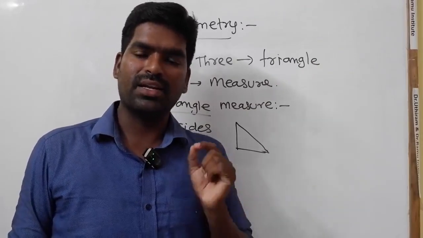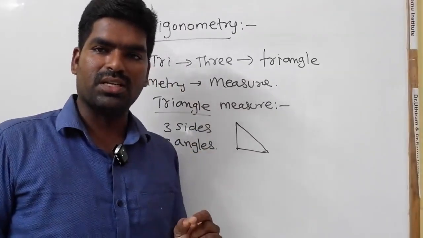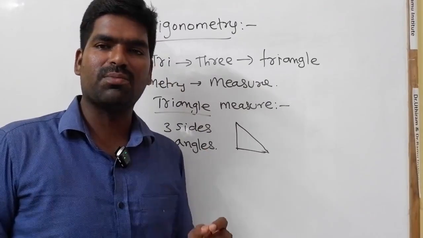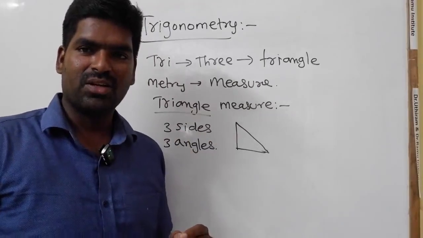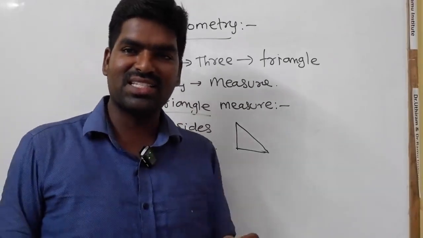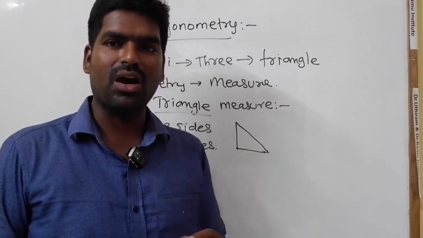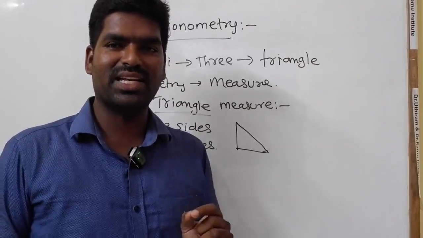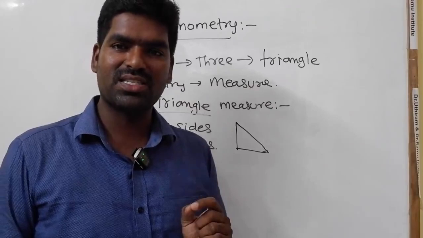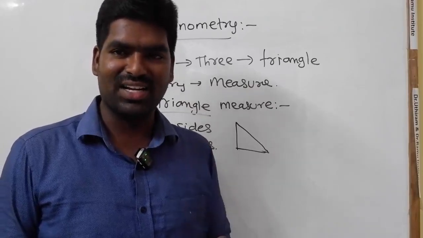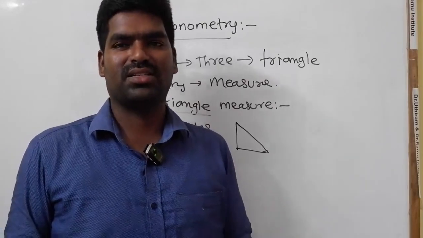As I said, for any triangle, there are 3 sides and 3 angles. The core principle of trigonometry is about the relations between the sides and the angles. So we can actually measure the sides if we are provided with an angle, and vice versa. We are going to get more insight about the sides and angles of a right triangle. So let me first cleanly explain the right triangle, then we can move on to the next part.